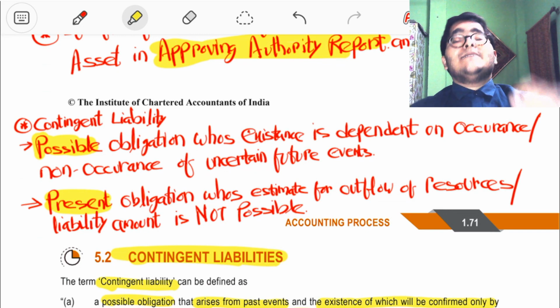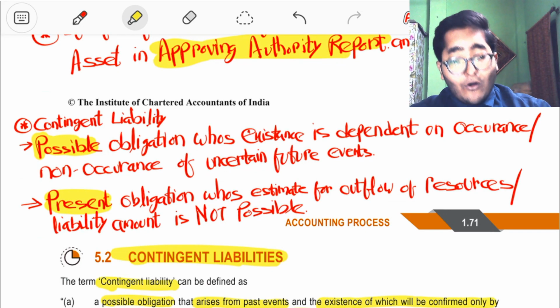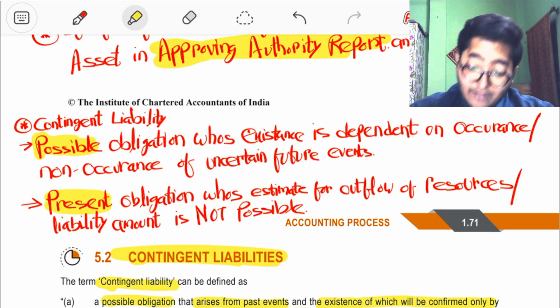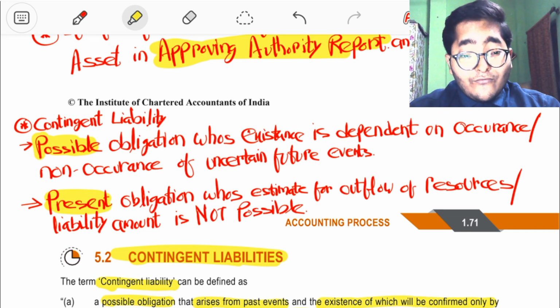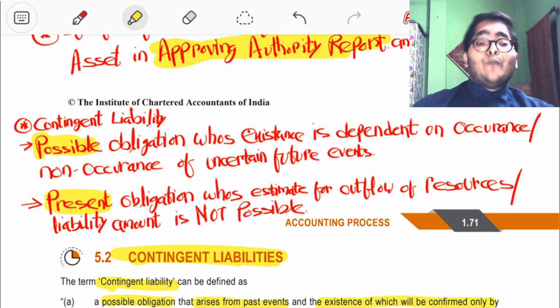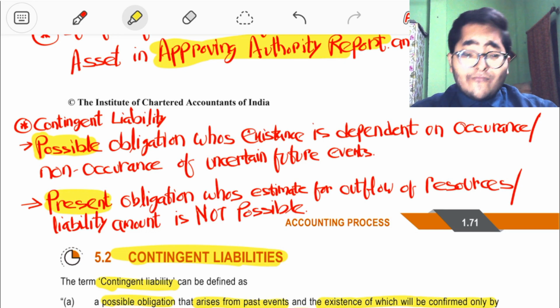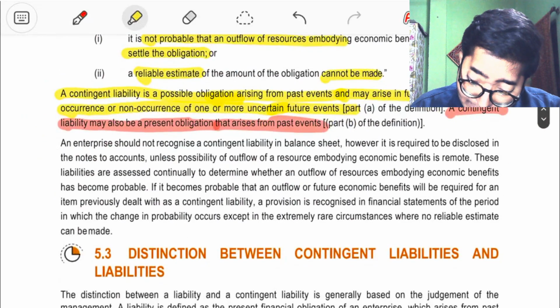Contingent liability is a possible obligation whose existence is dependent on occurrence or non-occurrence of uncertain future events. Contingent liability is also a present obligation whose estimate for outflow of resources or the amount of liability is not possible. Estimating or calculating the outflow of resources or the liability amount is not possible. That is also a contingent liability.